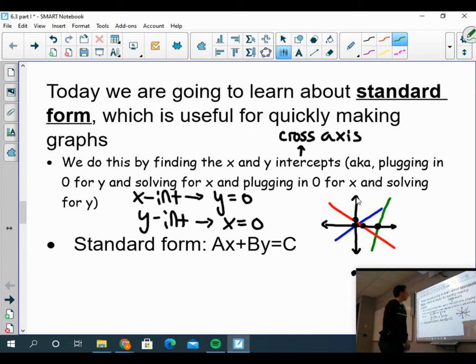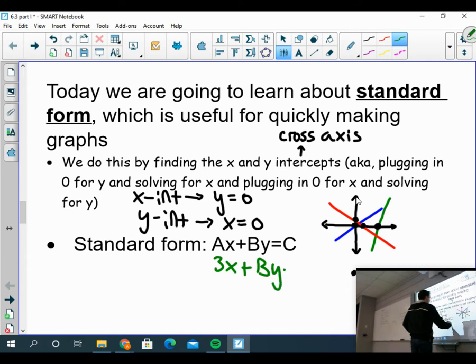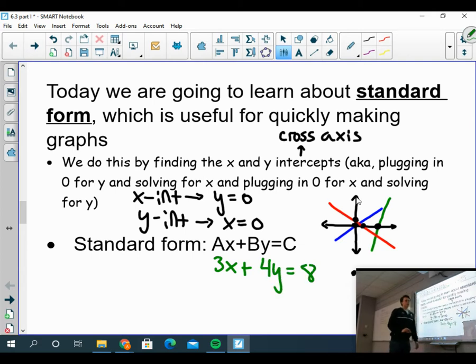Standard form, by the way, is ax plus by equals c, where a, b, and c are going to be real numbers. Now, typically, we like to write them as integers if we can. I can't always guarantee that A and B are going to be whole numbers, but typically, if we're working with fractions, we'll like to get rid of them so that A and B can be whole integers. And we'll see more of that in a bit.